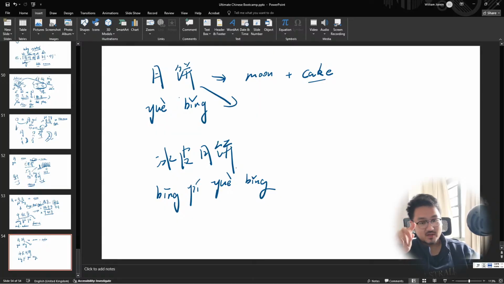Okay, starting with the moon. And that's another extension of moon.